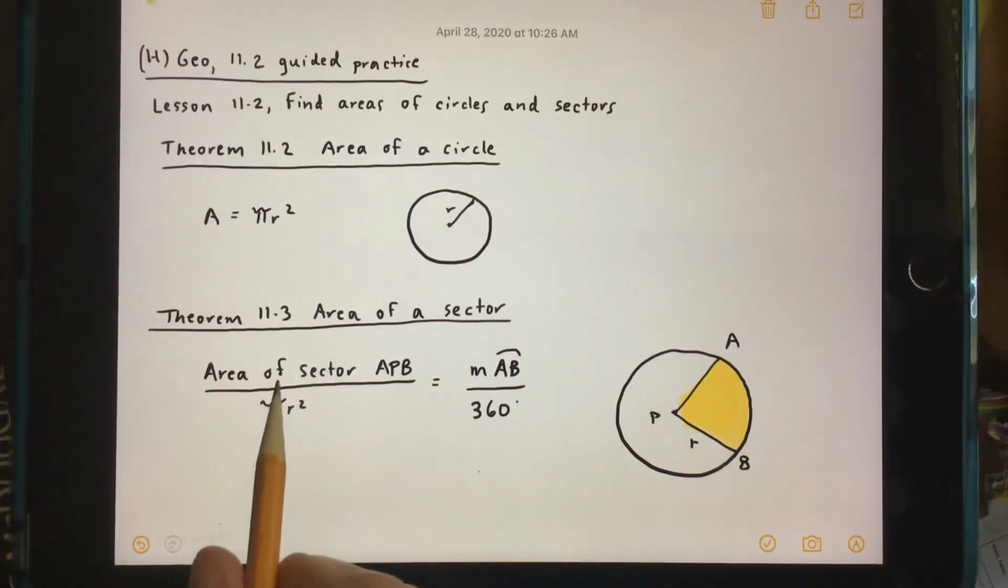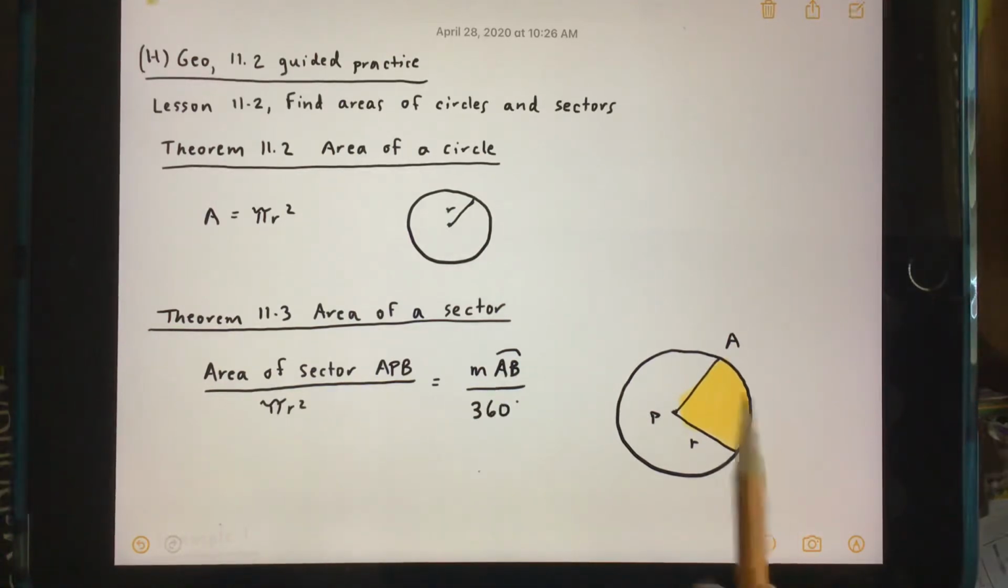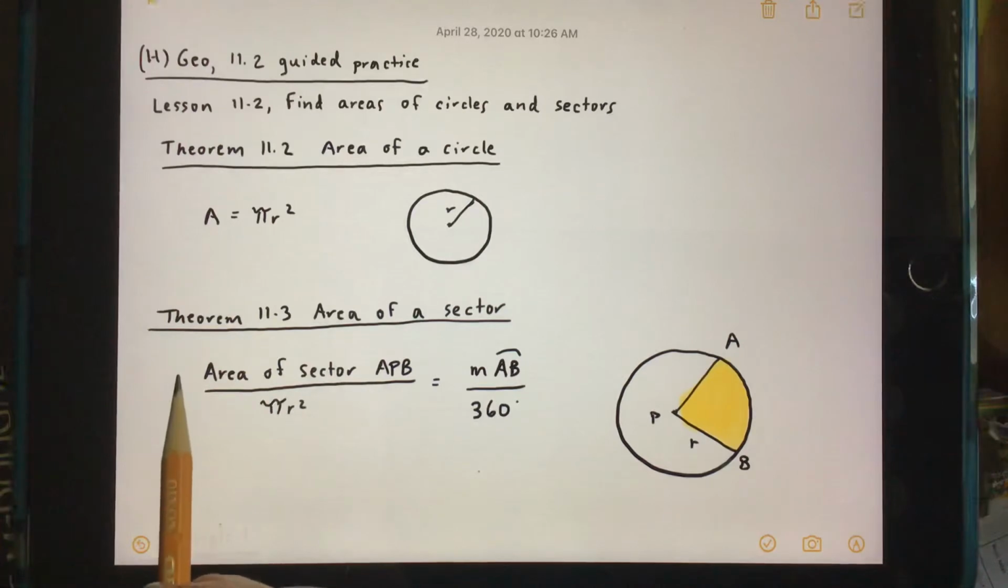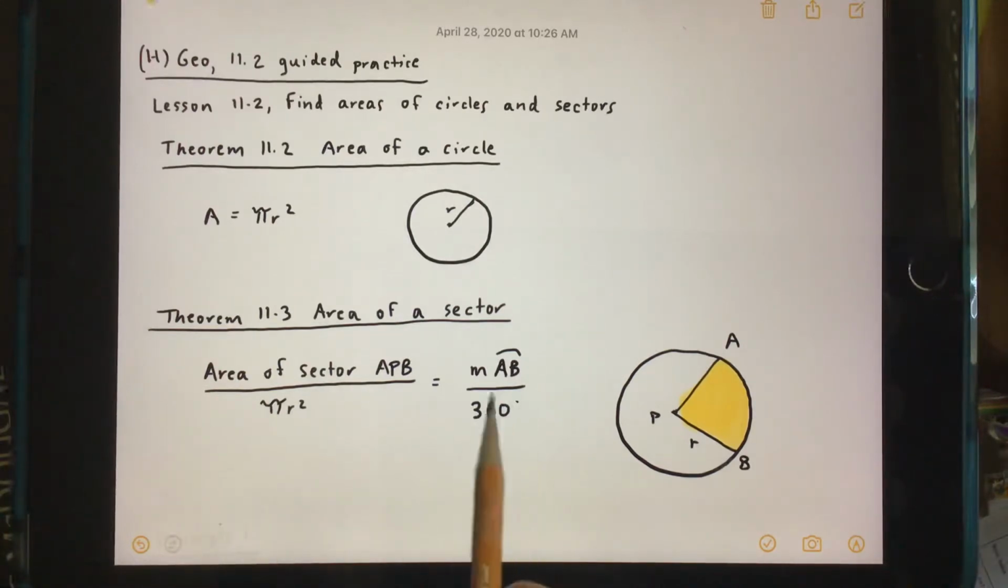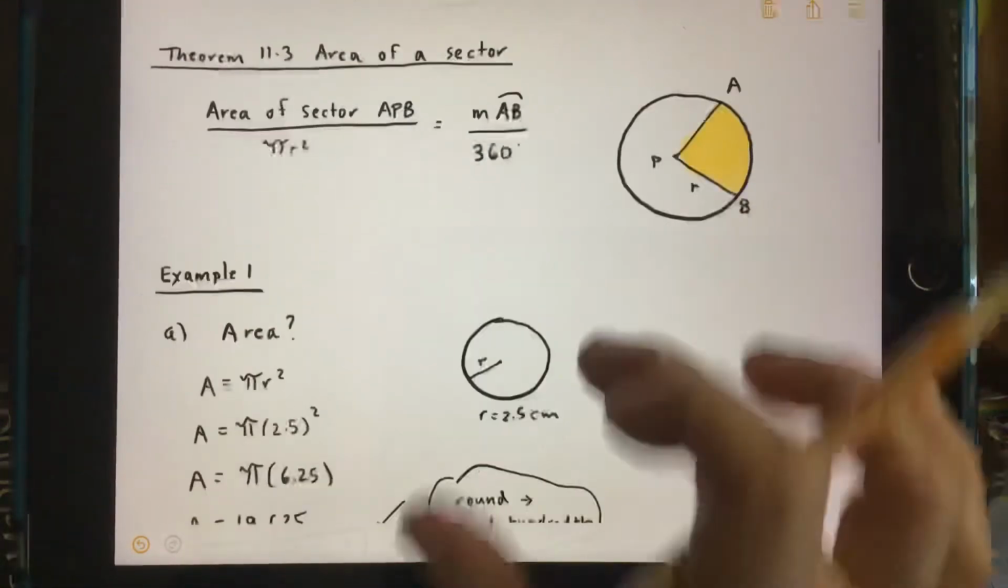So part to whole, the part of the circle that we're interested in, the yellow piece in this case, compared to the entire area of the circle will be equal to the measurement of the arc AB, that is the rounded edge of that sector, compared to the entire number of degrees in the circle, 360. So it's still part to whole. The sector area to the circle area is the sector arc length to the entire length of the circumference of the circle, 360 degrees. Okay, so let's see how that works in working out some problems.